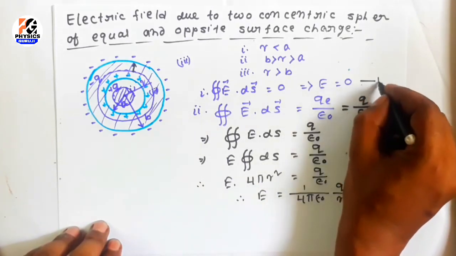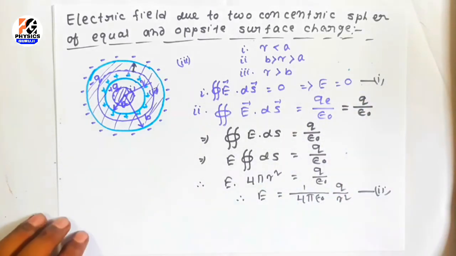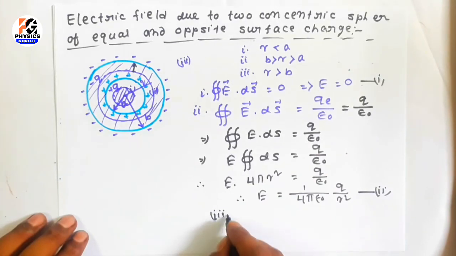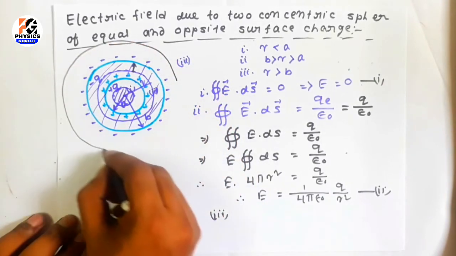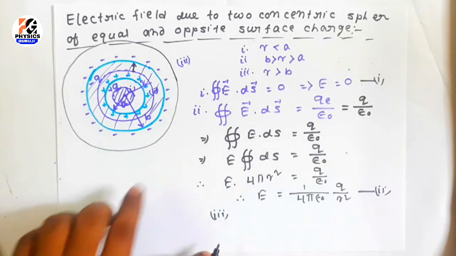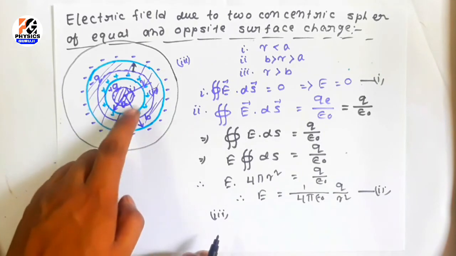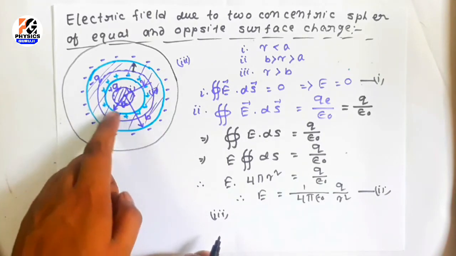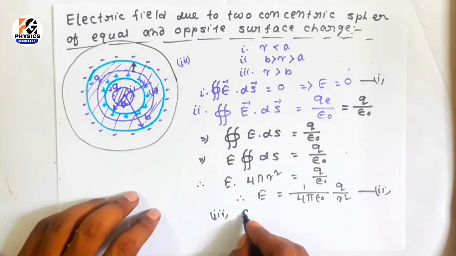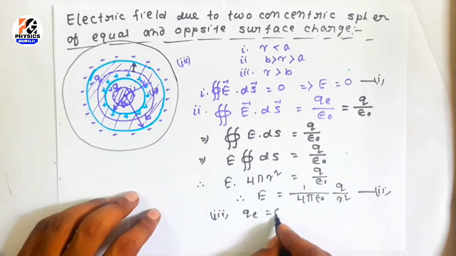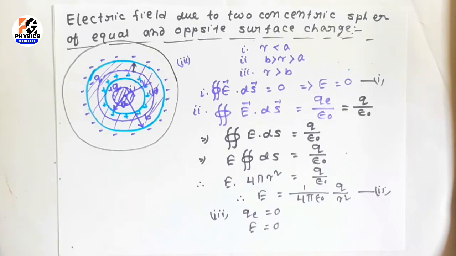In region 1 it is 0. Now in region 3, if I take a Gaussian surface, you can see again the total charge in the Gaussian surface, plus Q here and minus Q here, is 0. That is, Q enclosed is 0, therefore the electric field outside is also 0.